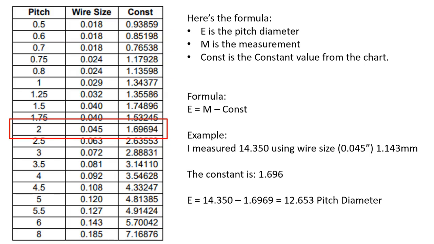By using a wire constant table, I can take the pitch, work out what size wires to use, and it'll give me a constant, which I subtract from my measured diameter on the outside of the wires. I measured 14.350 around the outside of the wires. For a 2mm pitch, I used a 45 thou wire, which converts to 1.143mm. So the constant I subtract from my measured value is 1.6969. That works out to 12.653mm pitch diameter.